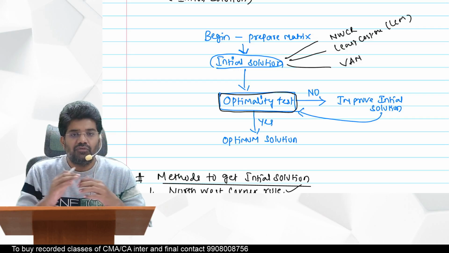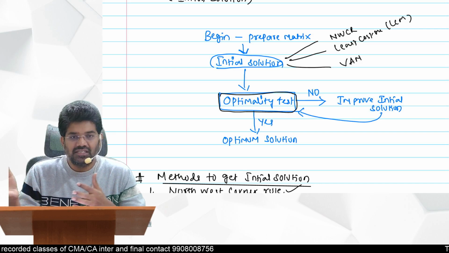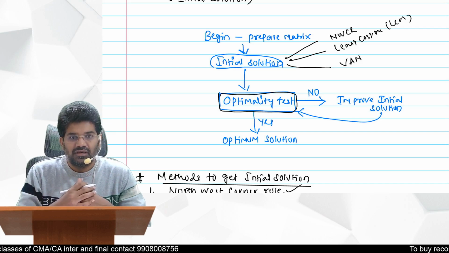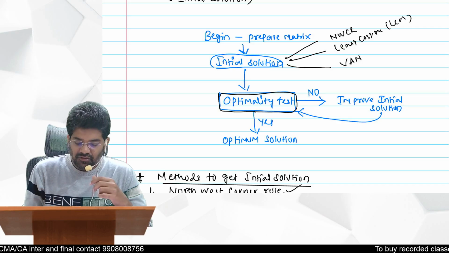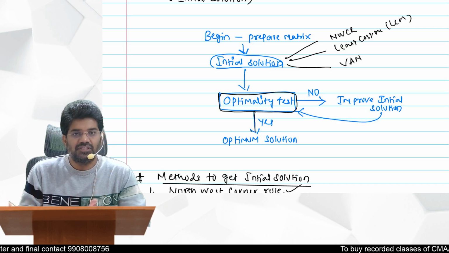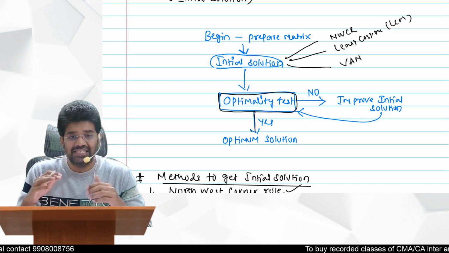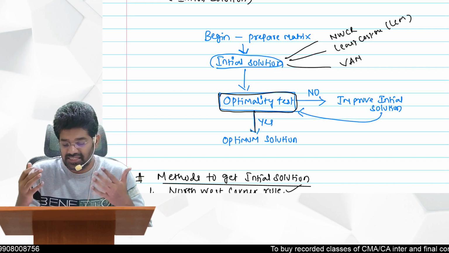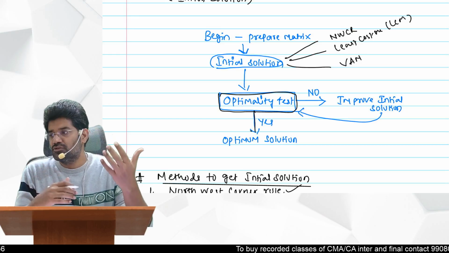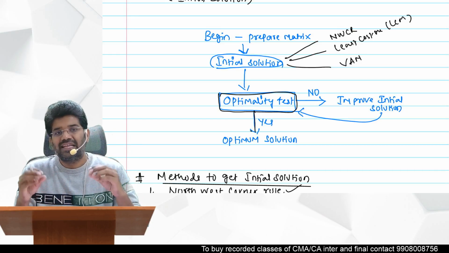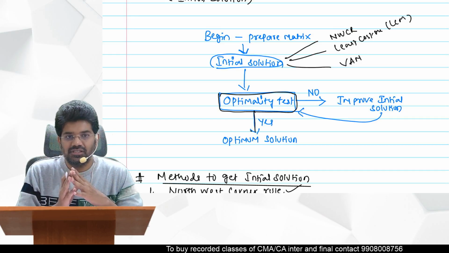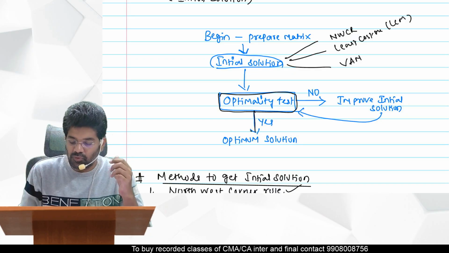Okay, if you fail the optimality test, if the answer is no, if you pass the optimality test, it is done, yes, that means you have achieved the optimum solution. But in case you fail, what is the meaning of failing? That is, the initial solution will not give you the least transportation cost.